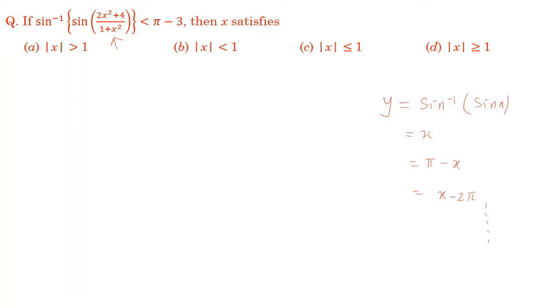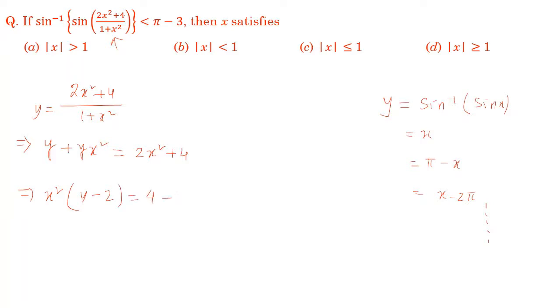So before solving this inequality, first of all, you have to know about this part, (2x square plus 4) divided by (1 plus x square). You have to know in which range, what is the range of this total part? So for that, we take, say, let y is equal to this one. We are finding the range of y actually. So take a cross product, y plus yx square is equal to 2x square plus 4. Then x square is taken as common, then we will have y minus 2 only. On the right hand side it is 4 minus y.